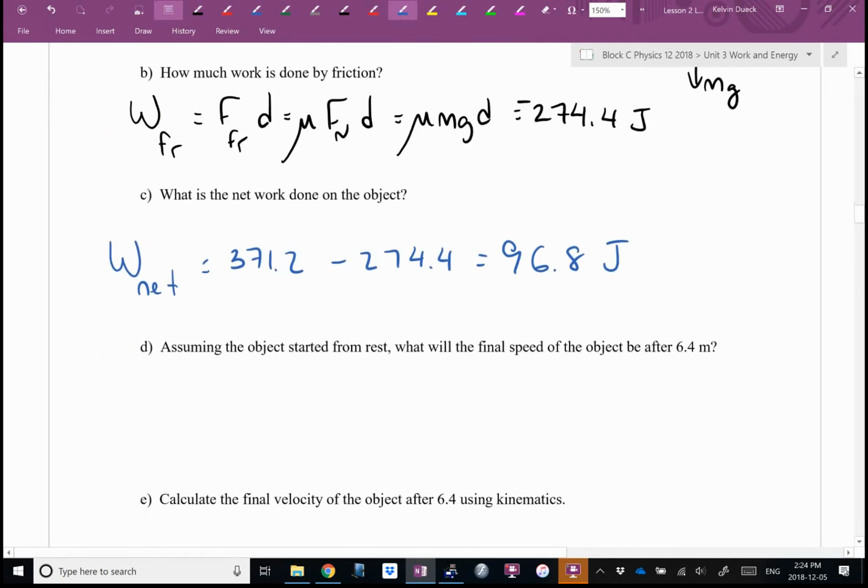D. Assuming the object started from rest, what's the final speed? Lorenzo, what do we find in part C? Work, you say. Is there an equation that has work and speed in it? What? That's energy, not work. It does not say anywhere on your sheet W equals a half mv squared. So let's try that again. Is there an equation that maybe has a W in it that also has a speed in it?